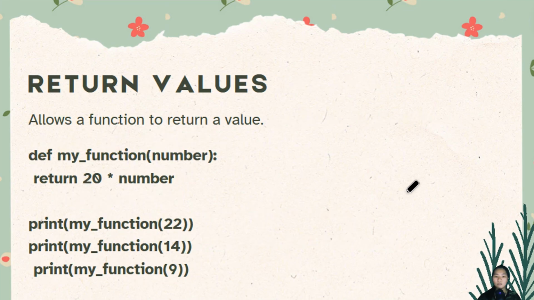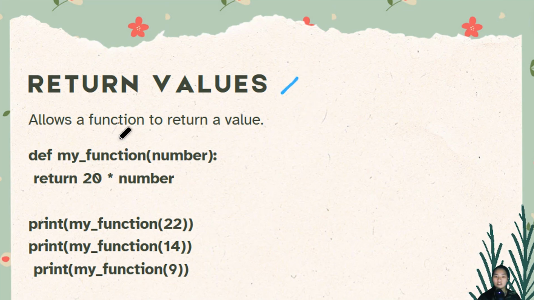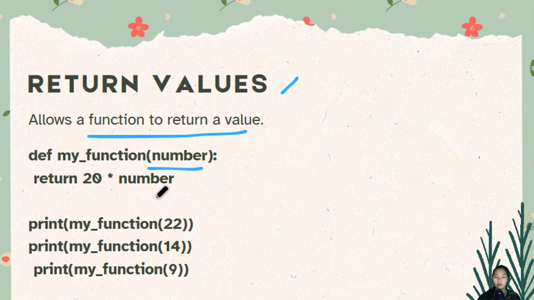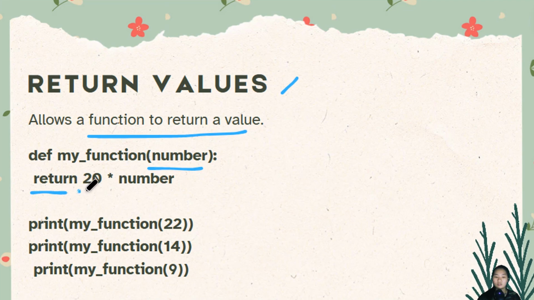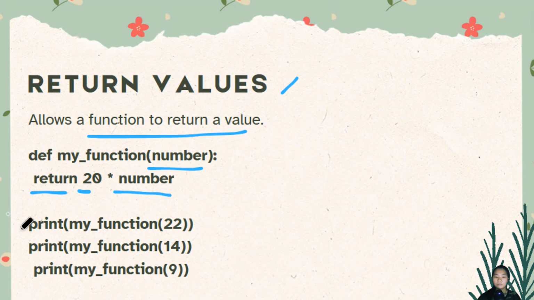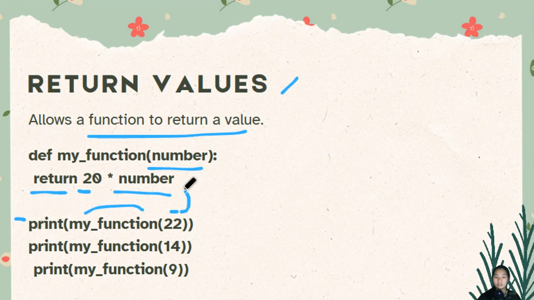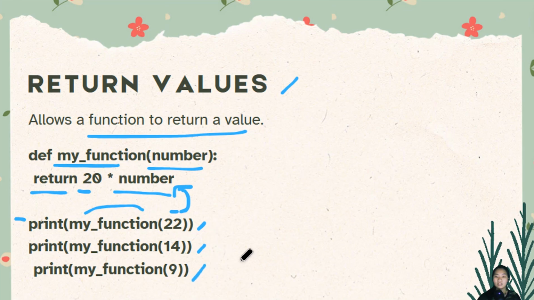Okay? To the last part of the lesson, returning values. As the name suggests, this allows a function to return a value, and we're going to be working with numbers to make it easier. We have number argument return, so this will print out or display the result in the console, 20 times the argument. Print my function, that is the number passed in here. So my function will be returning 20 times 22, 20 times 14, and 20 times 9.